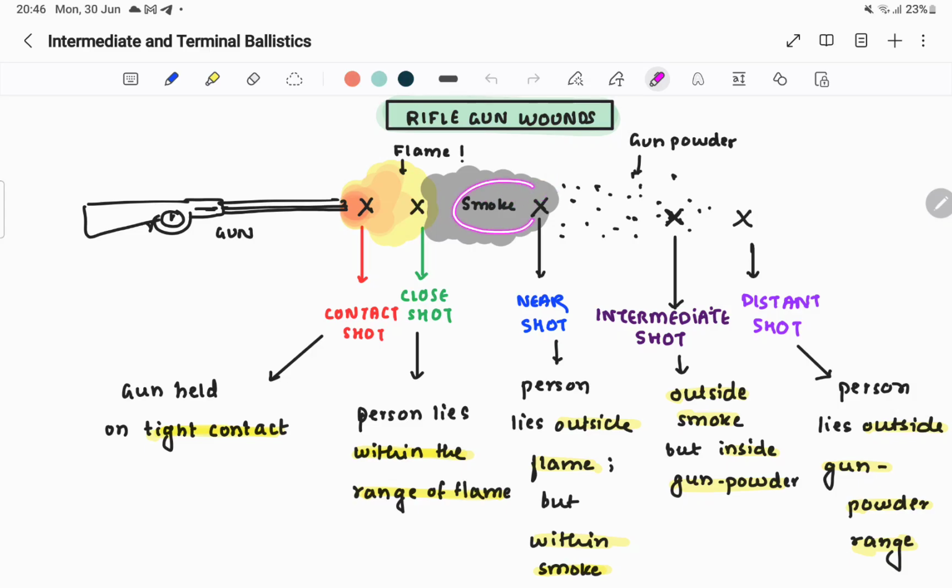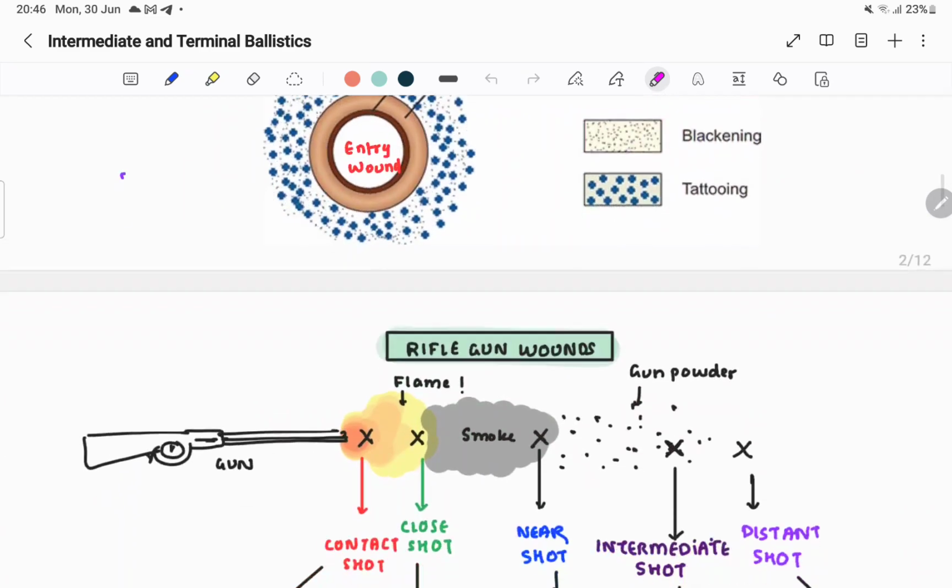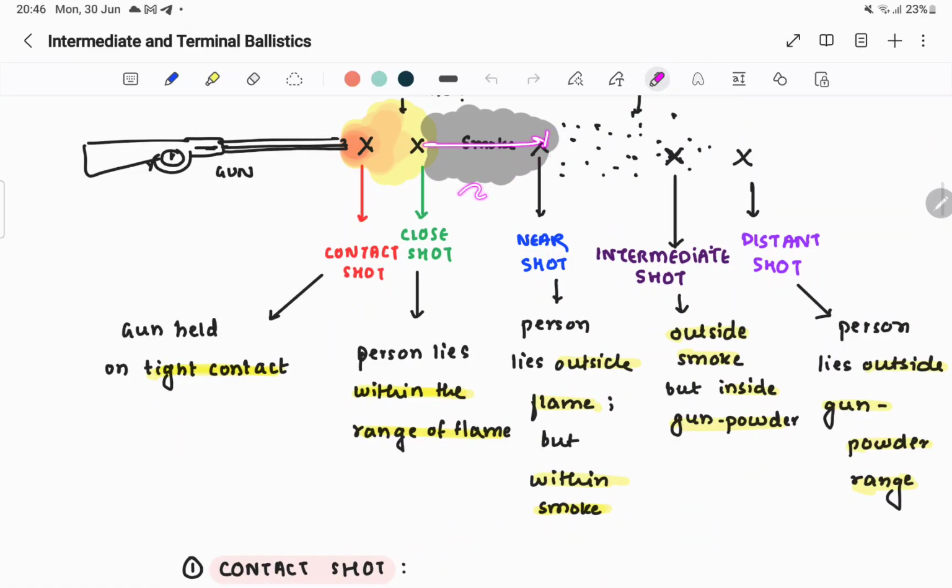Smoke travels a bit farther. How much distance? Look at this: 15 centimeter for rifle, 30 for shotgun. So this will be 15 centimeter. If the person is in a near shot, near range, the person lies outside the flame. The flame has ended over here, but the person is within the smoke. Okay, this is a near shot.